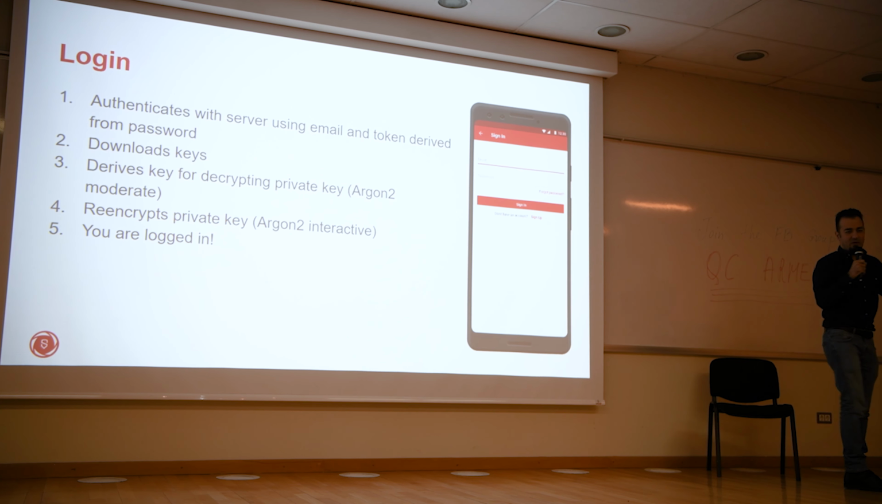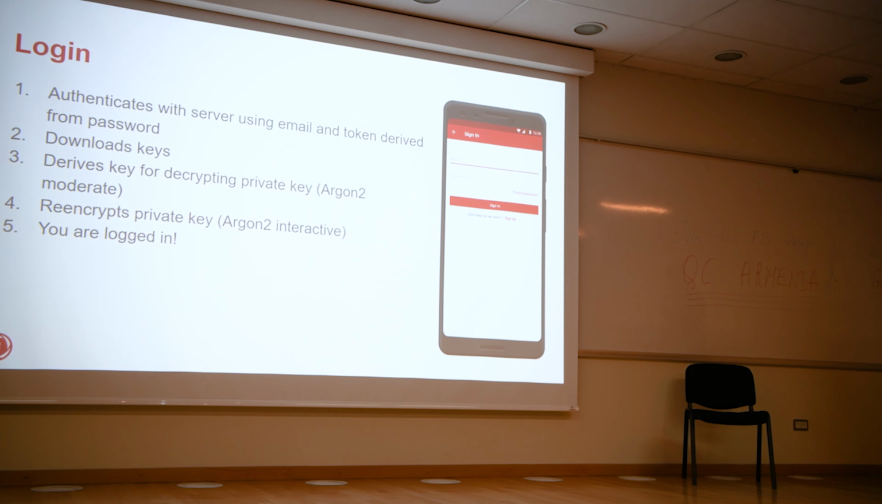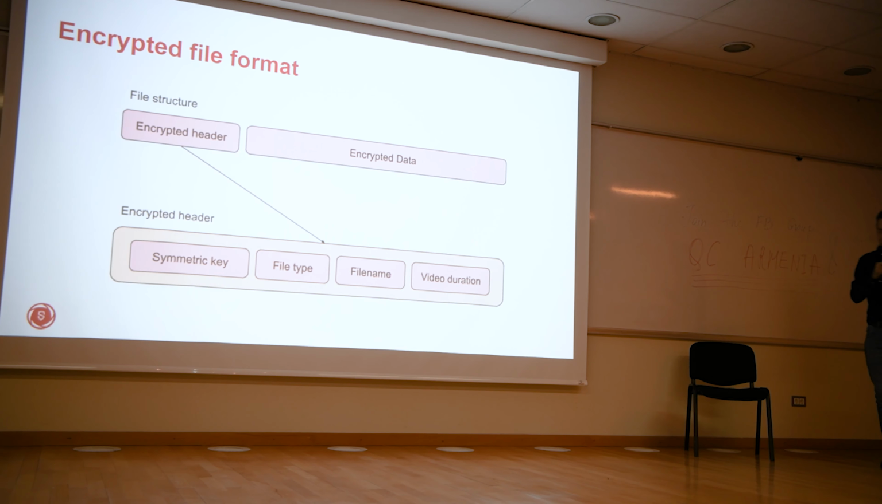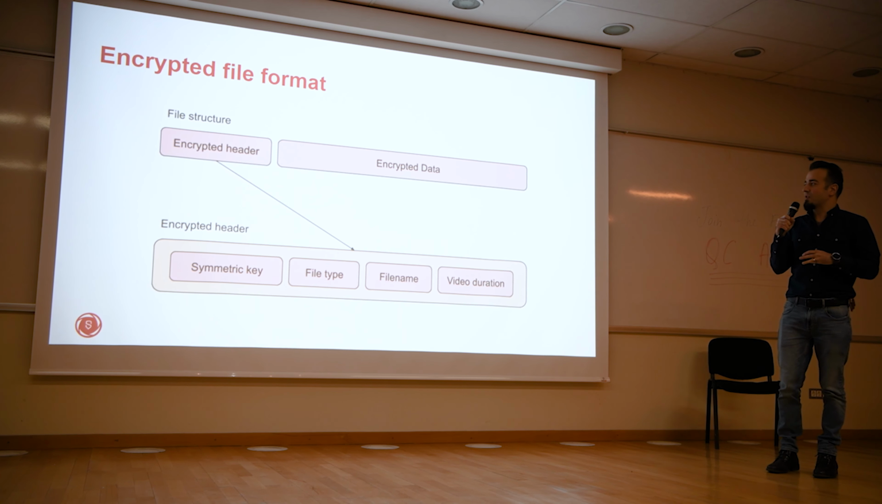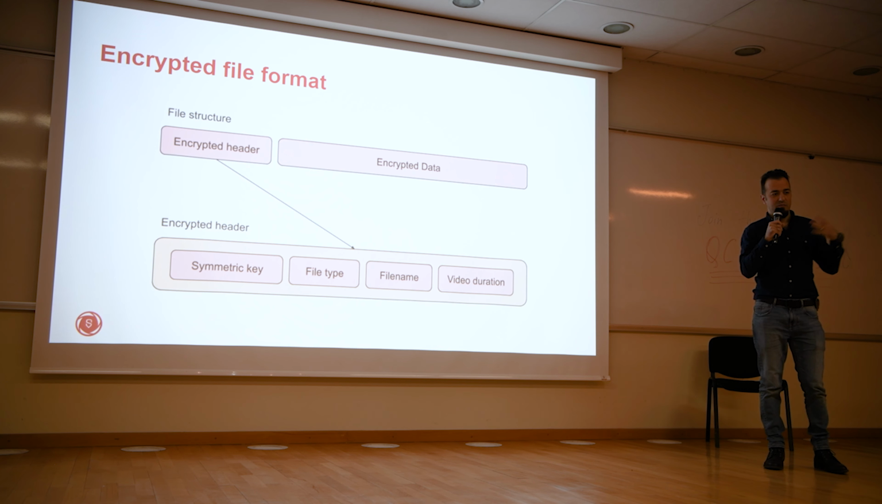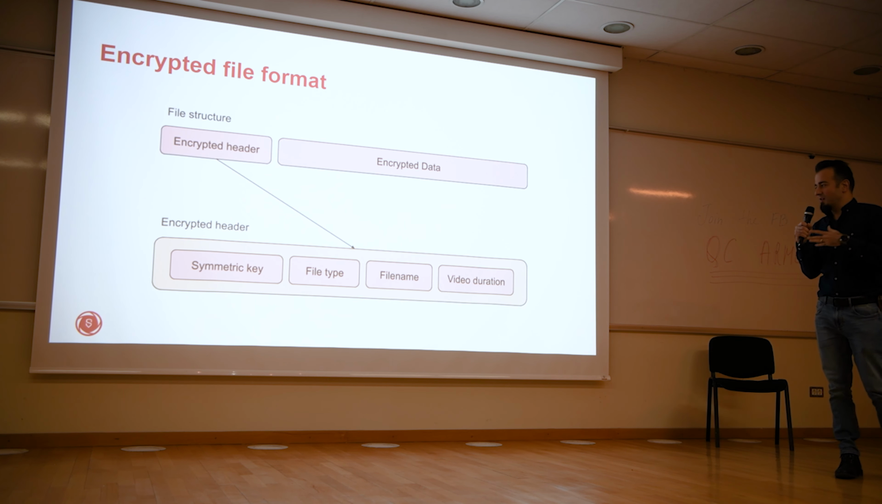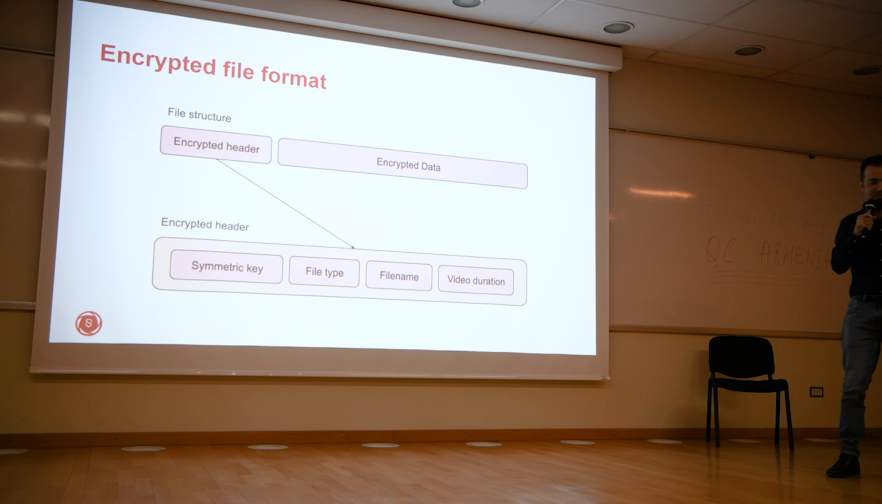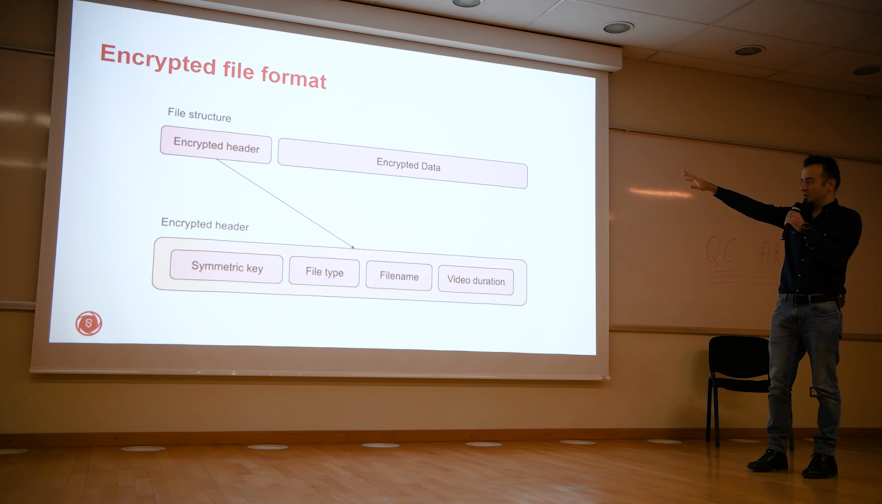But for backing up or sending it somewhere, we use much stronger difficulty. So let's talk about the encrypted file format. Each file, each photo or video you take, it encrypts, and the encrypted file has some kind of structure, some kind of format. It really consists of the encrypted header and encrypted data.